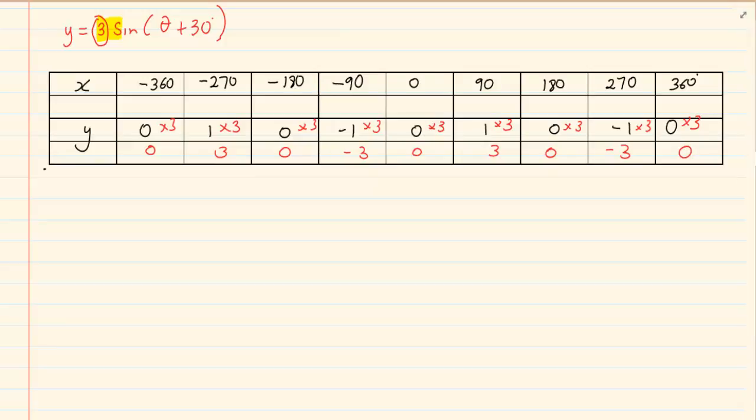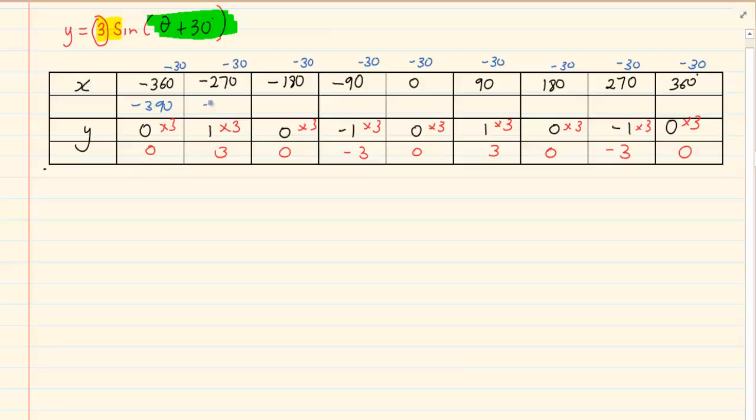Now, look at the adjustment to the x. It is theta plus 30 degrees. Remember, I told you that x always works opposite. So what are we going to do? We are going to subtract 30. So what are we plotting? We're plotting minus 390 and 0.